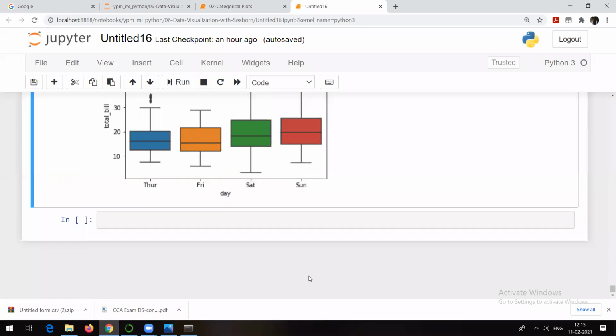So yes, any doubt? I think someone has raised a hand in between. Any doubt? No, sir, it's by mistake. Oh, okay.